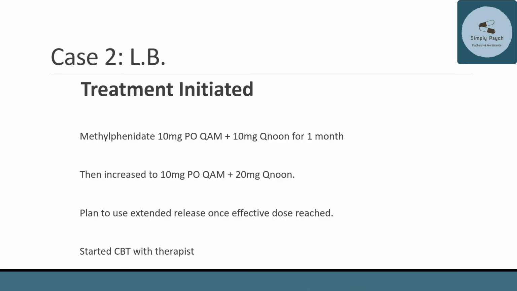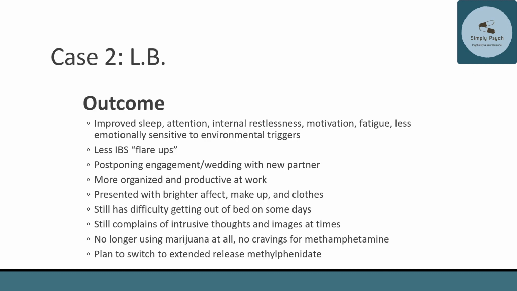So what I did with her, I started her on methylphenidate, and this was controversial because she had a significant history of methamphetamine abuse. But I started her on a very low dose at 10 milligrams every morning and 10 milligrams at noon. This went on for about a month. Then it was increased to 10 milligrams in the morning and 20 milligrams at noon. And then once we found the right dose of instant release stimulant, we were planning to switch over to the extended release. She also started CBT with a therapist. So, over time, she responded very well to the medicine.